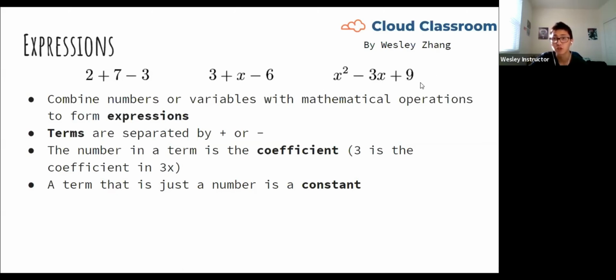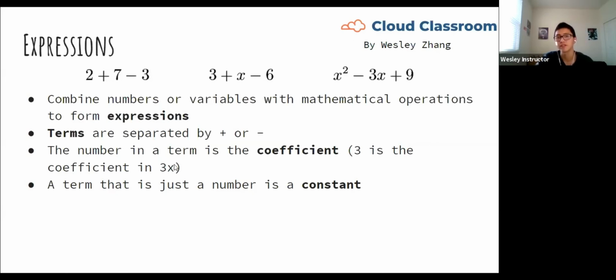But let's look at some terms for our vocabulary for this unit. So terms are separated by plus or minus signs. So if you guys look at the first one, 2 plus 7 minus 3. So 2 is one term, 7 is one term, and -3 is another term. 3 plus x minus 6, 3 is one term, plus x is another term, and -6 is another term. So terms are not separated by multiplication or division. They're separated by plus and minus, addition and subtraction signs.